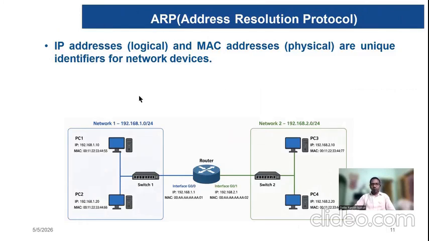Any system that is connected to the internet. In this diagram, I showed an example where two systems are connected to this side and the remaining two are connected to this side. This is one network, this is another network. Each device connected to the network contains two addresses: one is the IP address and the other is the MAC address.